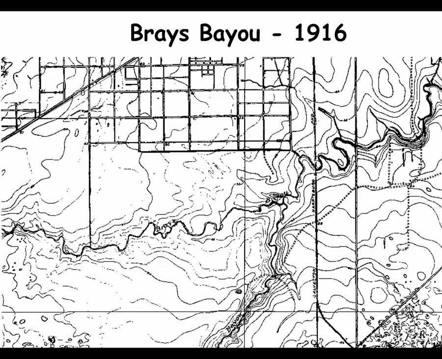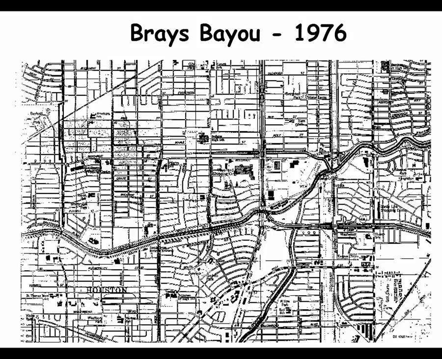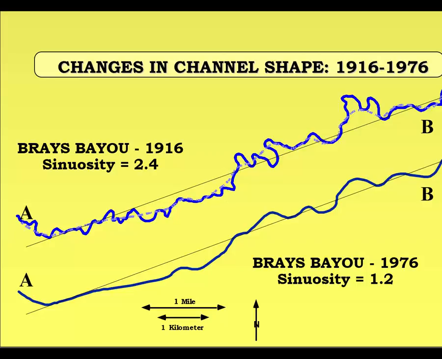And let's look at Bray's Bayou in 1916, pretty much when it was unaffected. It's a little meandering valley, or channel rather, and let's compare it with 1976. Okay, the meanders are almost all gone. This channel has straightened, and so if we calculated the sinuosity of Bray's Bayou along this stretch in 1916, it was 2.4, which means the channel takes 2.4 times the distance to go from A to B. It's now a sinuosity of 1.2. It's almost a straight channel.